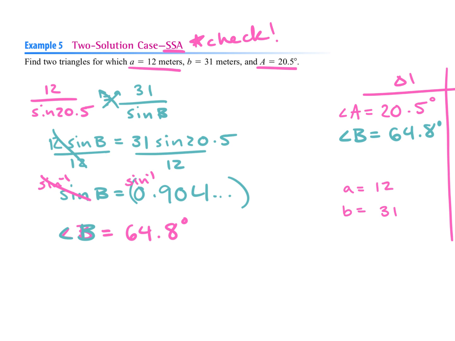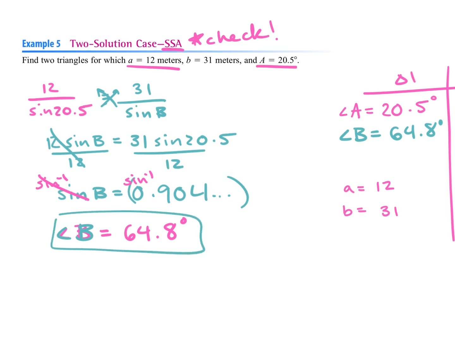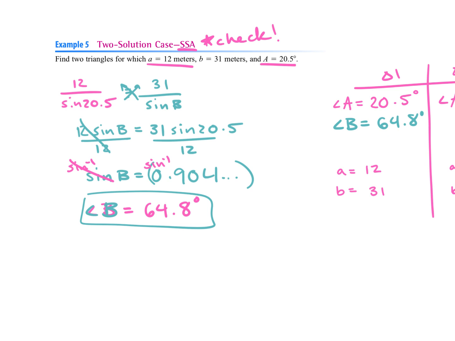All right. How do we find angle C? Add them and subtract from 180. So I'm going to do 180 minus 20.5 minus 64.8. So 180 minus 20.5 minus 64.8. We get 94.7. It's 94.7 degrees. Missing one more thing for triangle 1.